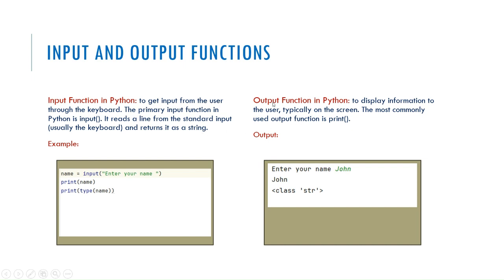Next, the output function in Python is used to display information to the user. The basic output function in Python is print. Let's see this in detail with an example.